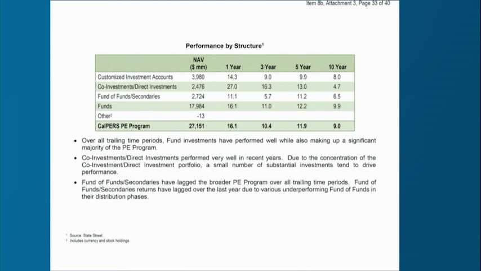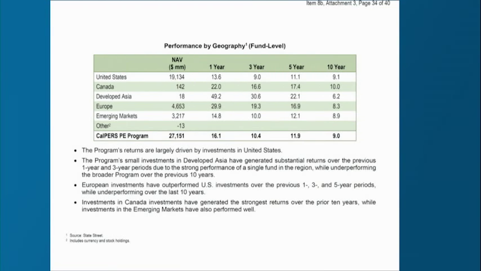The next page, breaking it out by different structure, you see funds, 4 lines down, does contribute the most to overall performance. The 1, 3, 5, and 10-year very much in line with the overall program value. And then lastly, looking at the performance by geography, the top line there, the U.S., which represents about 70% of the total program, again, driving much of the performance. The 1 year, slightly behind the program, 3, 5, the 3 year as well, but over 5 and 10 years, just slightly either in line or outperforming.